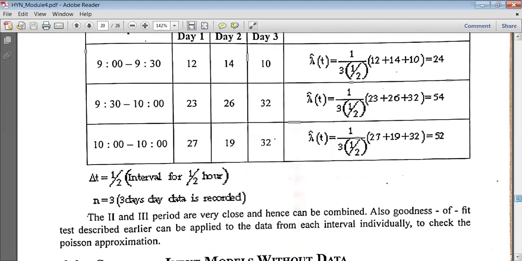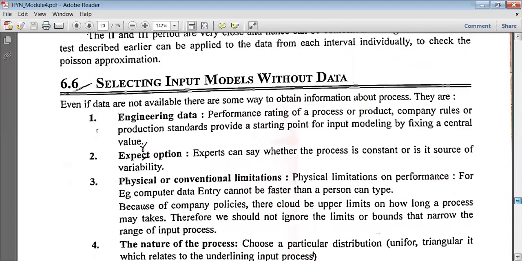The last topic of your syllabus is selecting input models without data. Even when the data is not available, we should have some way to extract the data. So when the input data is not available, what are the different procedures or ways in which we will be collecting the information?